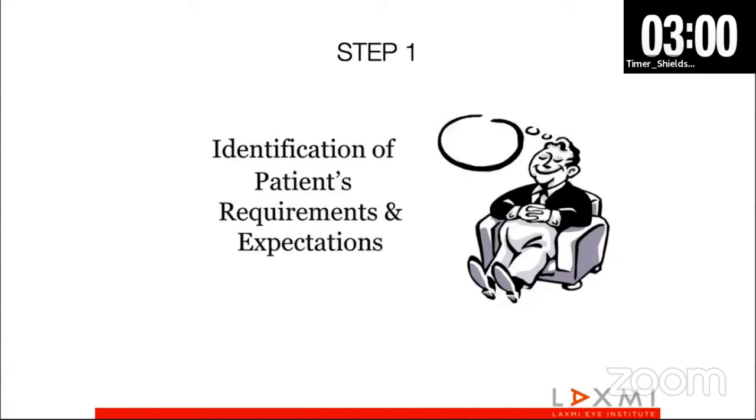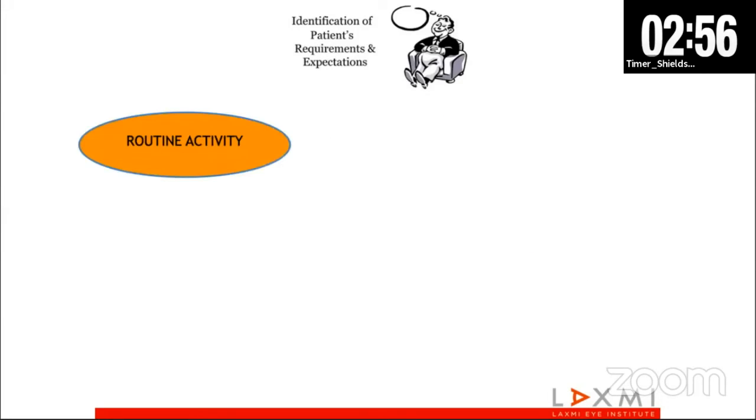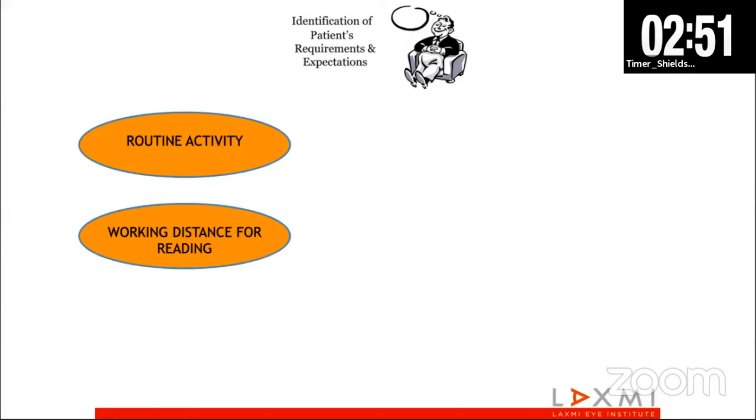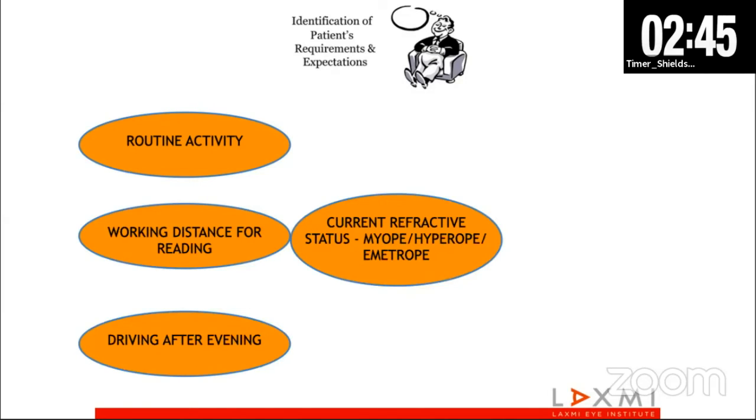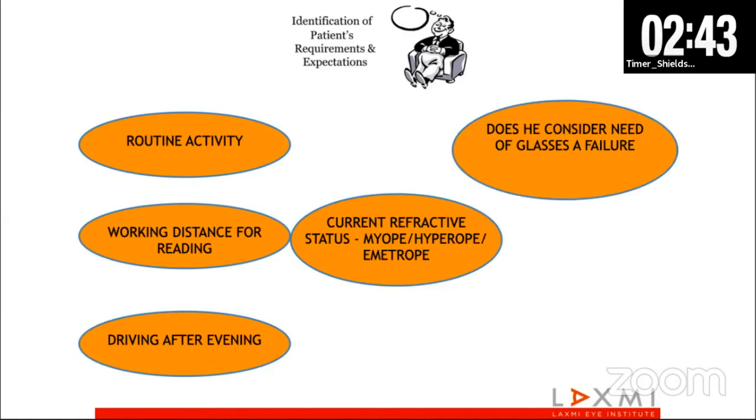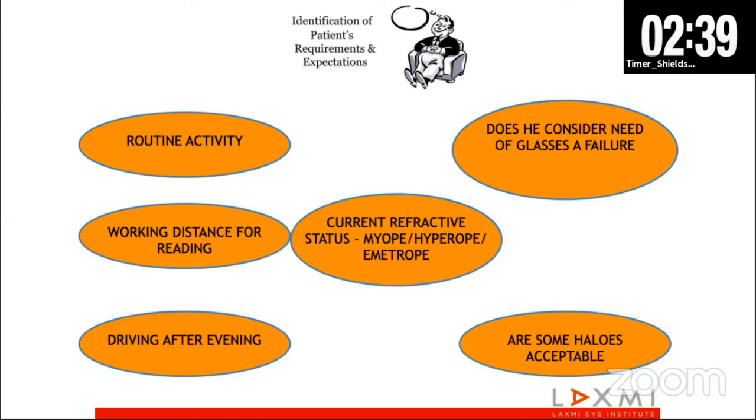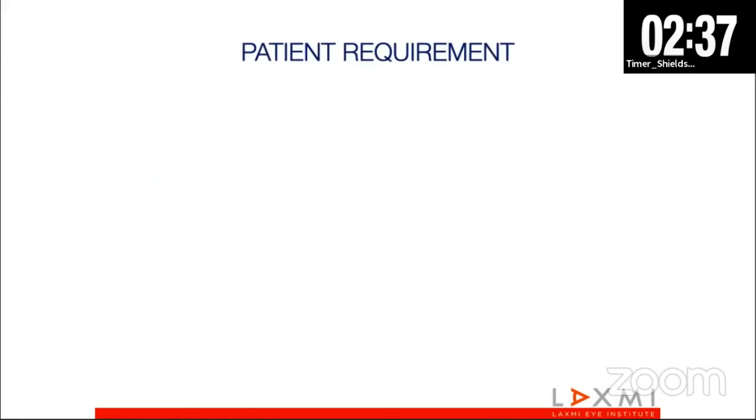So the first thing is to identify the patient's requirement and expectation. So first we should know what are the routine activities, both outdoor and indoor, working distance for reading, and does he have to drive in the evening, the current refractive status, whether he's myope, hyperope, or emmetrope, does he consider need of glasses as a failure, or are some halos acceptable to the patient after surgery?